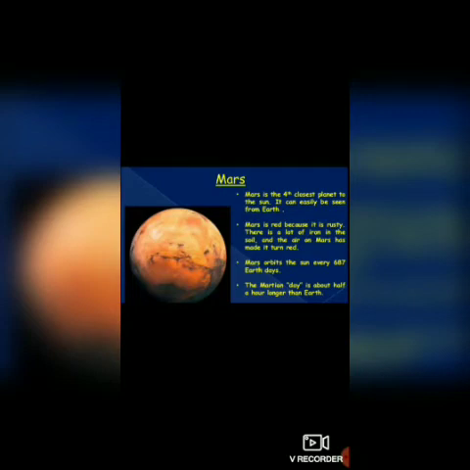And Mars orbits the sun every 687 Earth days, and the Martian day is about half an hour longer than Earth's. As we compare to the hour on Earth, on the planet Mars, the day is half an hour longer than on Earth.